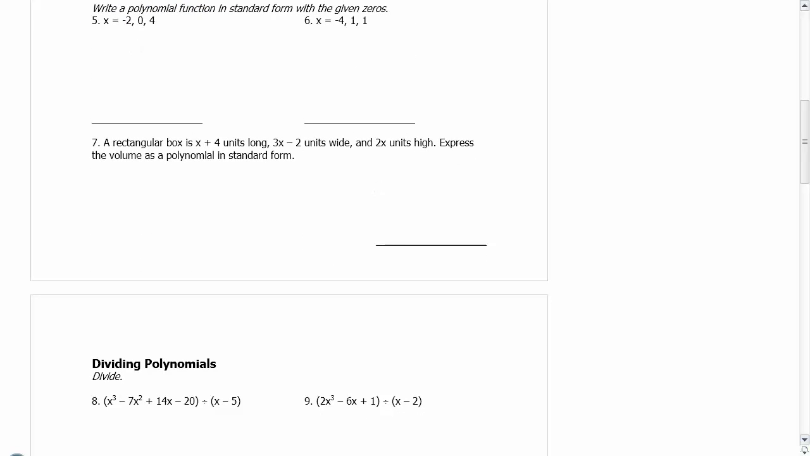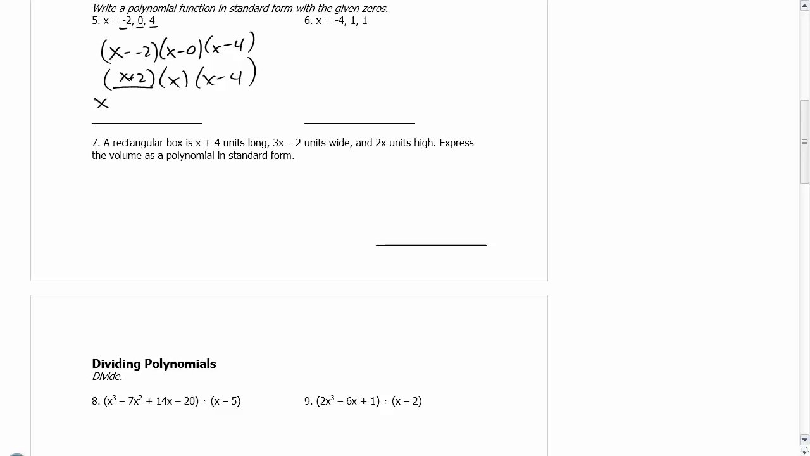Number 5. Write the polynomial function in standard form with the given zeros. Well, the three zeros of negative 2, 0, and 4 would be from the following: x minus negative 2, x minus 0, and x minus 4. So that would give you (x + 2) times x, since x minus 0 just simplifies to x, and then (x - 4). Lastly, we need to simplify it like we did number 1.